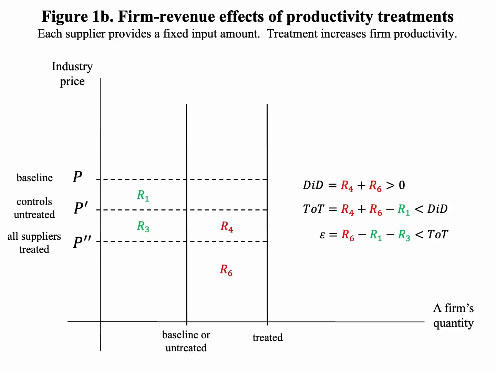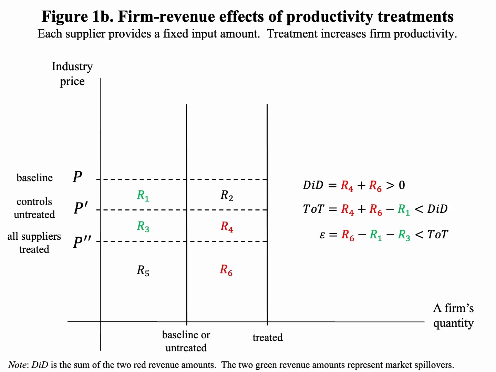It can have the opposite sign of DiD. Indeed, it will if industry demand is price inelastic. A quite general result is that the scale effect is outside the range spanned by DiD and ToT. What we cannot say in general is whether scale and DiD have the same sign.